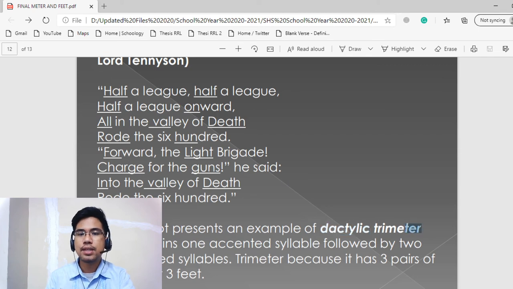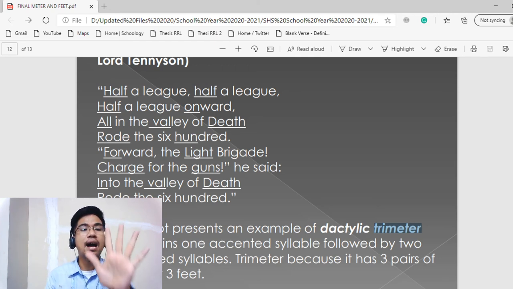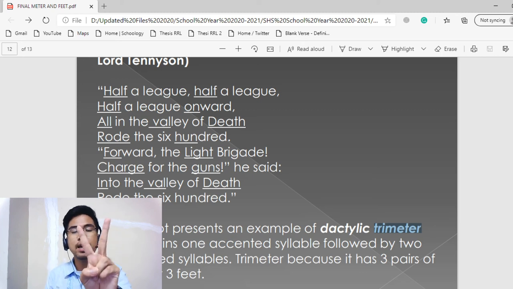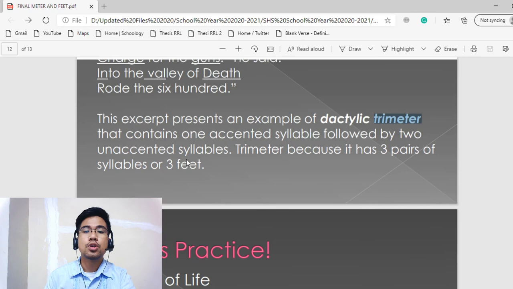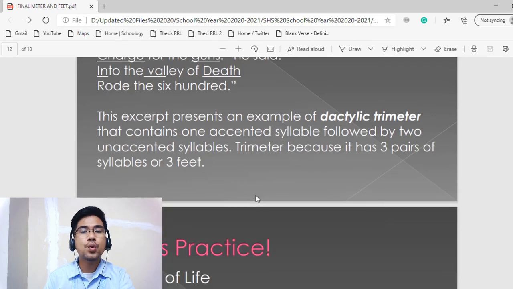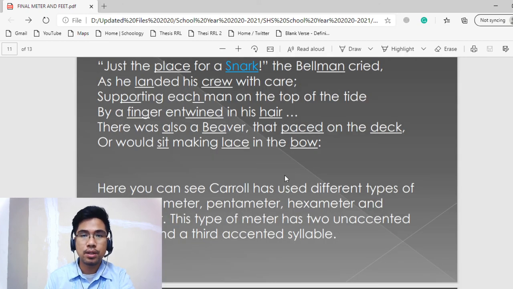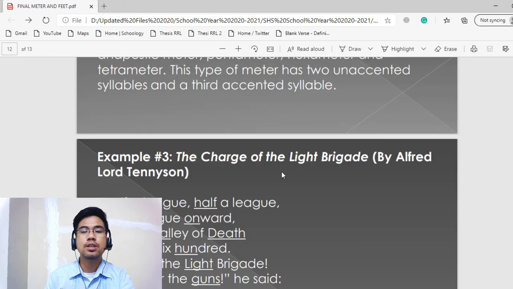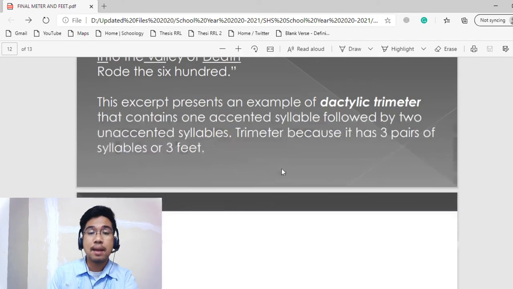Now, what is the meter according to syllabic number? It's trimeter. Three. Why? There are 3 pairs of sound here. Let's get the first line. "Half a league, half a league, half a league." So 6 syllables divided by 2, there are 3. 3 sound pairs. Okay? That is why it's trimeter. So that's just how we can figure out the meter of lines in poetry, considering also the meter according to sound pattern and meter according to syllabic number.